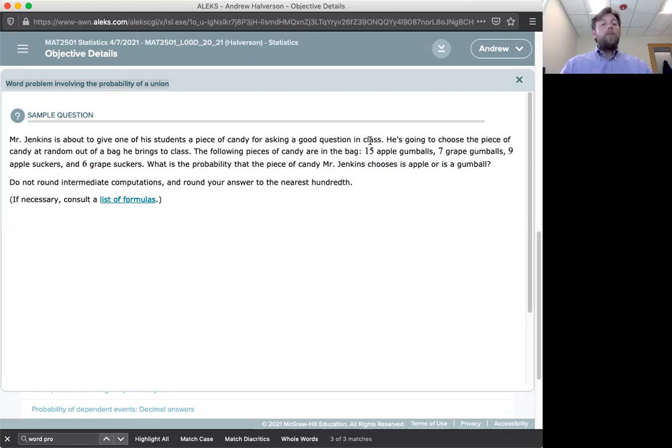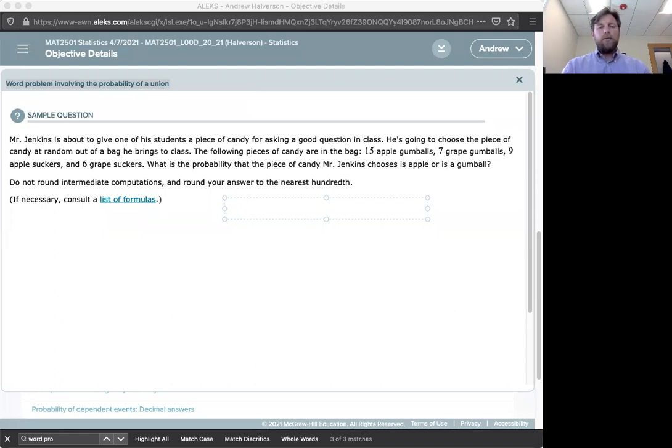Interesting. Okay, so they talk about the probability of a union. You could do this a couple of different ways. I think what they really want you to do is draw a Venn diagram. You don't have to draw a Venn diagram, you could do this without it, but I think a Venn diagram helps to create the picture of what's going on. So we have two events. It's kind of hard, isn't it? Maybe we can do a chart instead, because I see it's categorized by apple, grape, and then gumballs and suckers. So why don't we do a chart instead?